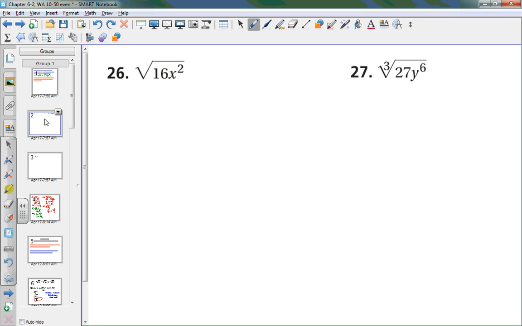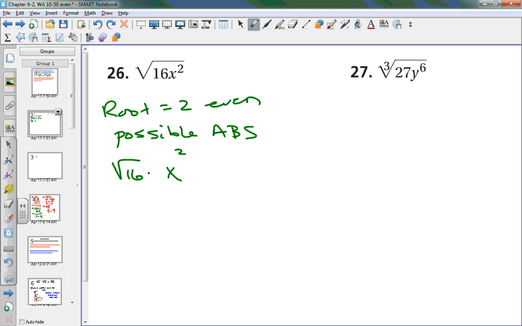Even or odd? Even root. The root is 2, which means it's even, which means I have a possible absolute value. Well, how do I know if I'm going to have absolute value? I have to calculate the problem, right? I'm not going to know until I reduce my power over root. So I have the square root of 16 times x to the power over root. My power is 2, my root is 2.